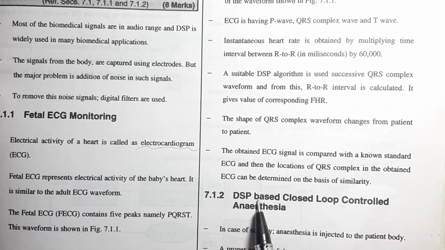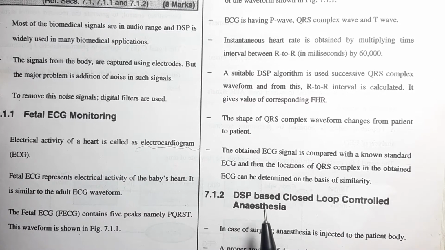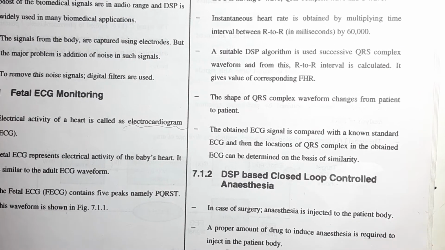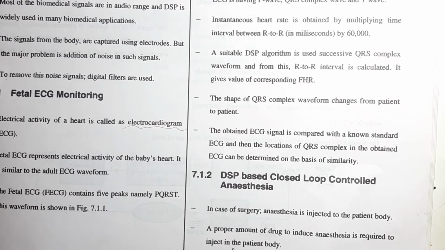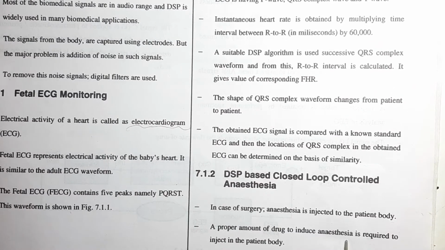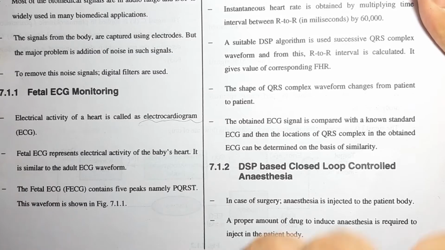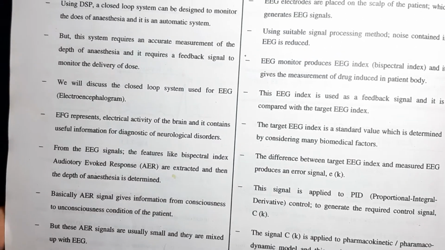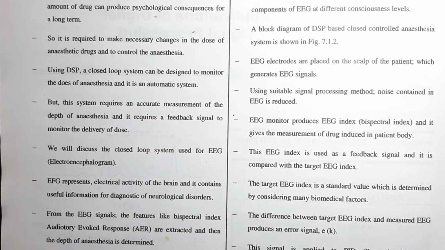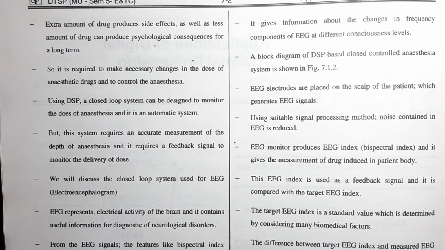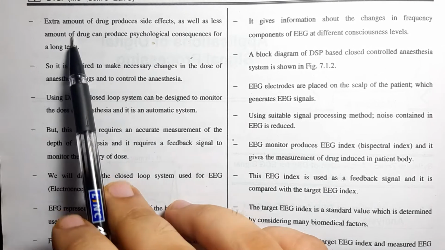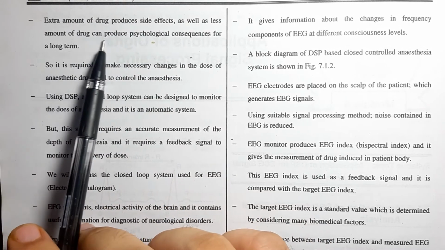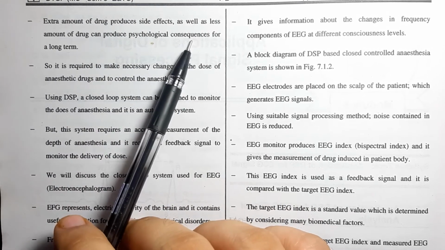Now, DSP-based closed loop control of anesthesia. In case of surgery, anesthesia is injected into the patient's body. The proper amount of drug to induce anesthesia is required. As you might be aware, anything extra of a dosage is harmful for health. Similarly, an extra amount of drug produces side effects, while a lesser amount of drug can produce psychological consequences in the long term.